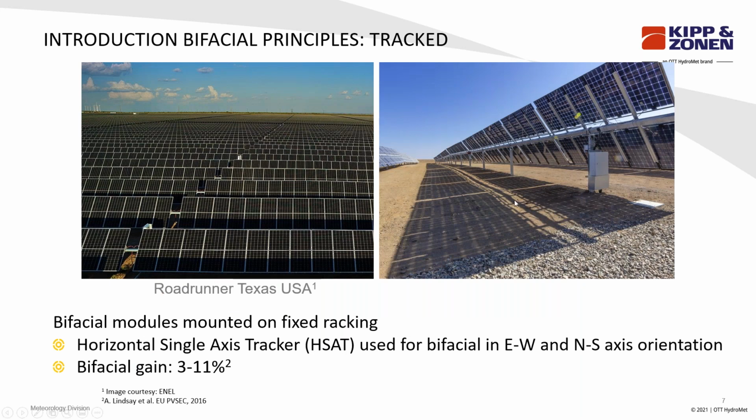The other flavor of bifacial plants are tracked, typically single-axis tracked bifacial plants, of which you see an example here from the Roadrunner plant in Texas, USA. The bifacial modules are mounted on horizontal single-axis trackers. They can be either with the axis of rotation going from east to west or from north to south. Typical bifacial gains reported are 3 to 11%. And this is on top of the gain that a tracked site already delivers over a fixed site.